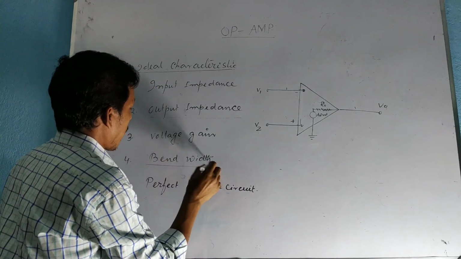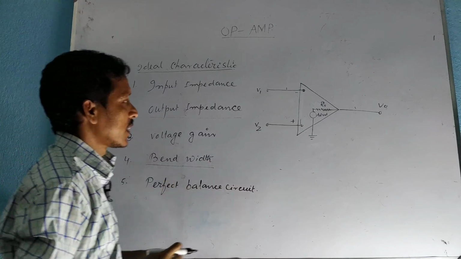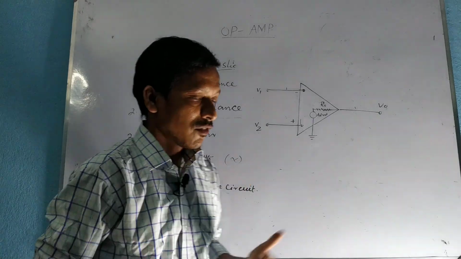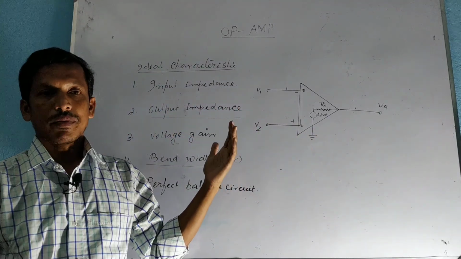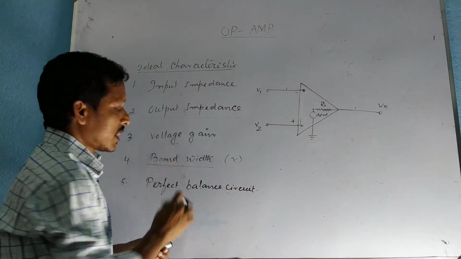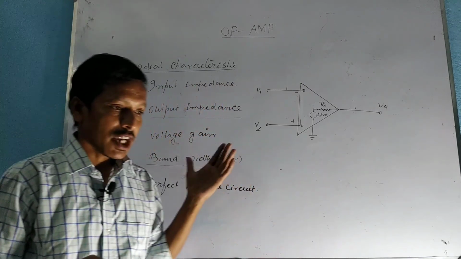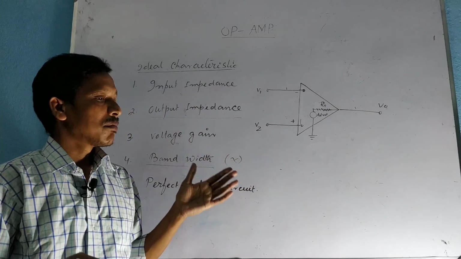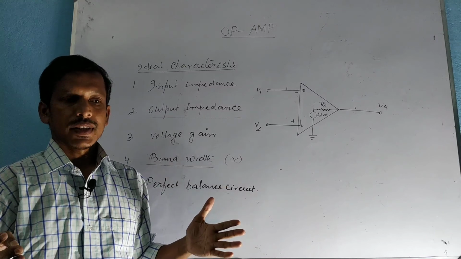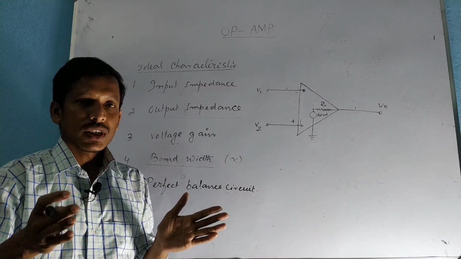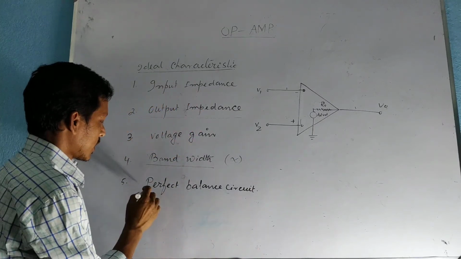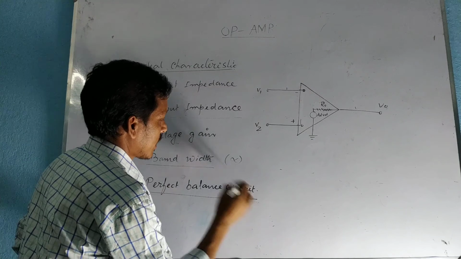Number 4, bandwidth is infinite for the ideal operational amplifier. Bandwidth infinite means that in an ideal operational amplifier, we can apply it in the infinite frequency range. There is an infinite gap between the lower cutoff frequency and the upper cutoff frequency. And the fifth one is the perfect balance circuit.